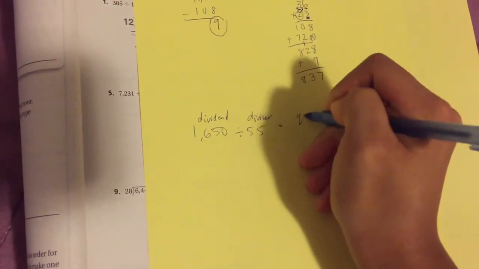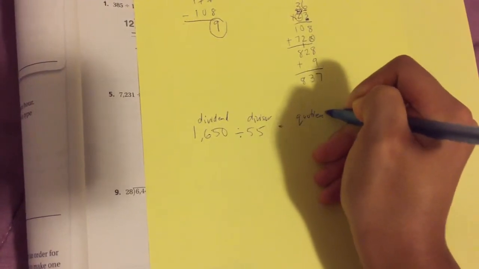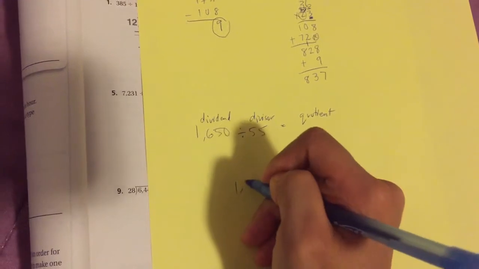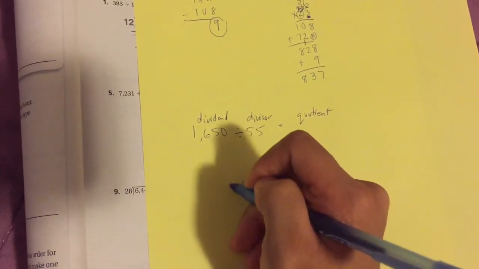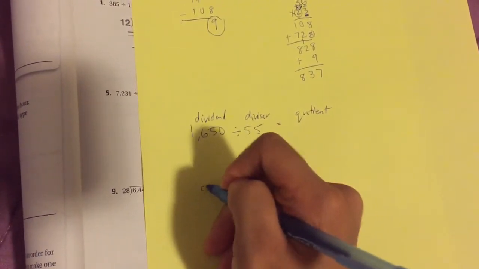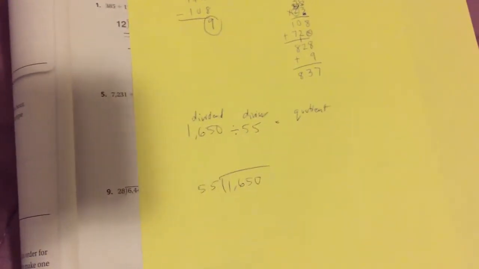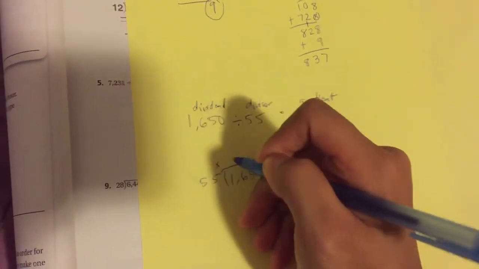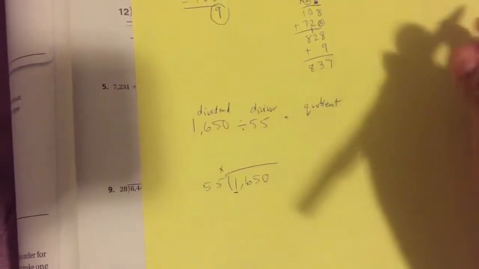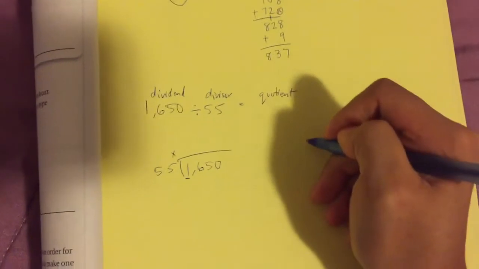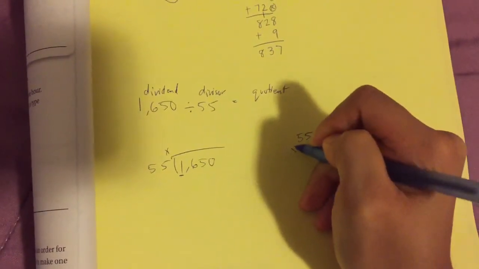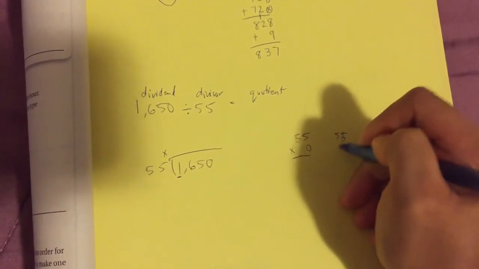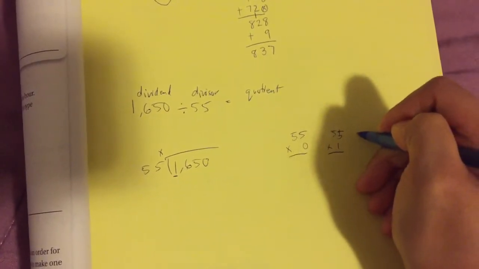And we're looking for the quotient, which is the answer to a division problem. The dividend is going to go inside the house, quote unquote. And our divisor is going to go to the left. I'm going to ask ourselves, buddy, 55 times what number gets close or equal to 165 without going over? So 55 times, we're going to start with 0, 1, and 2.